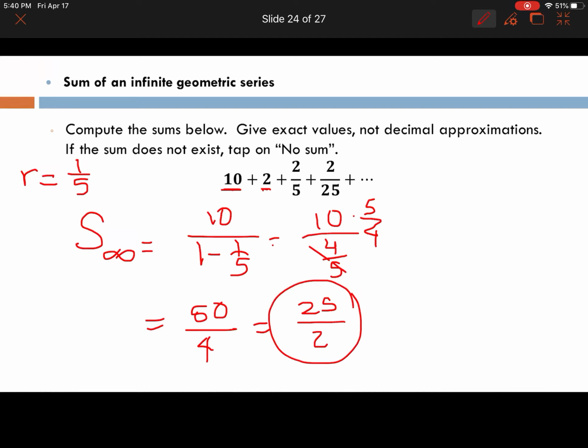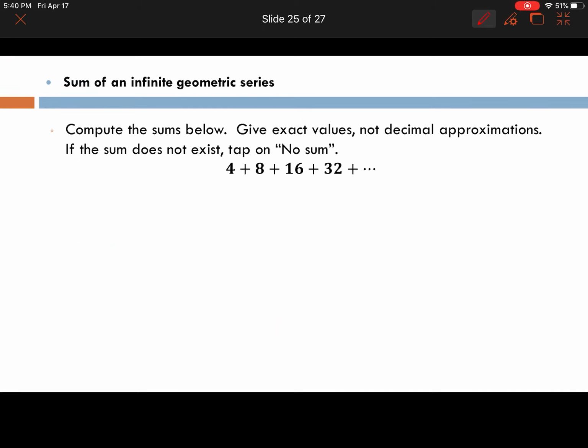So this will keep going forever, but it's going to get closer and closer to this number. It's never going to go past it. It's just going to get closer and closer to that number.